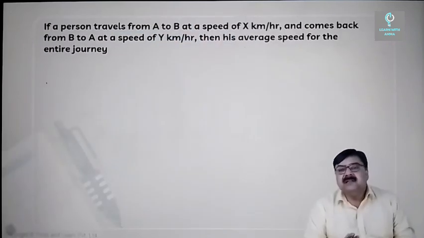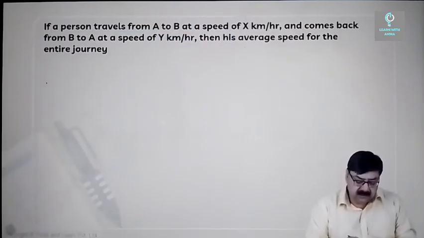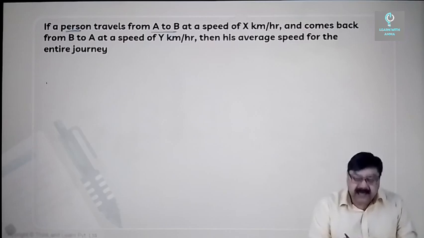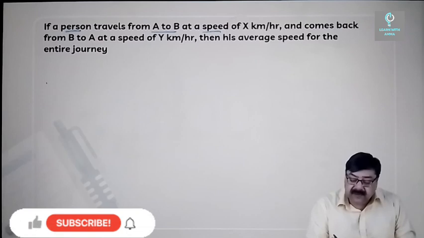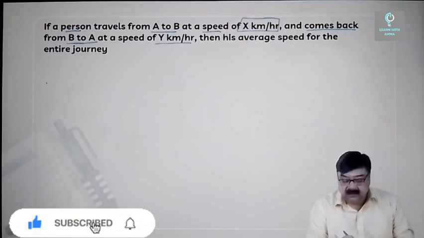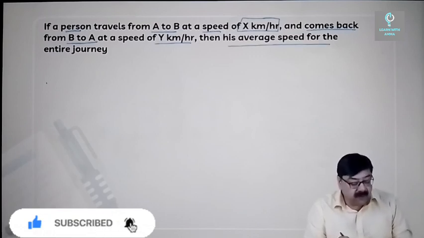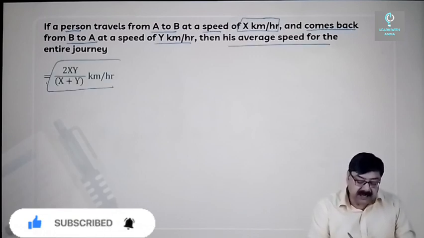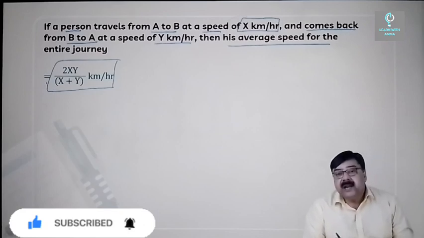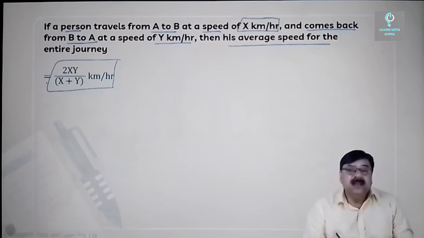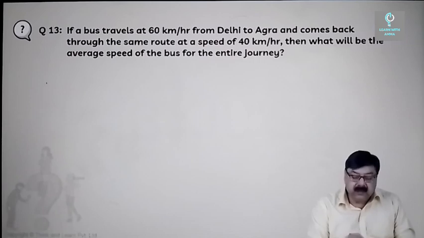So many times questions are asked on average speed. Now how do you find that out? If a person travels from A to B at a speed of x kilometer per hour and comes back from B to A at a speed of y kilometer per hour, then his average speed for the entire journey shall be given by the formula 2xy by x plus y kilometer per hour. Now, look at a question here.